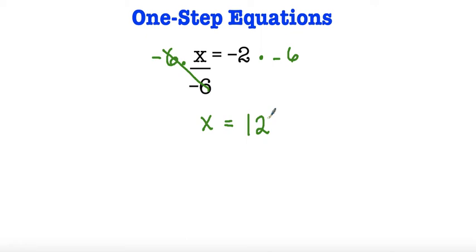And here, if I want to go back and check my work, all I have to do is go back and substitute for x. So 12 divided by -6, a positive divided by a negative is a negative. 12 divided by 6 is 2, so I end up with -2, making this equation true. So x in this case is equal to 12.